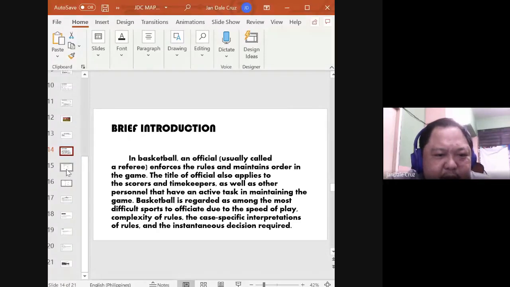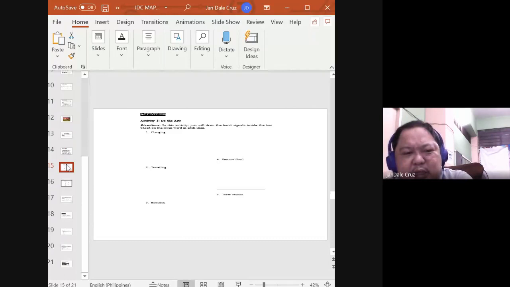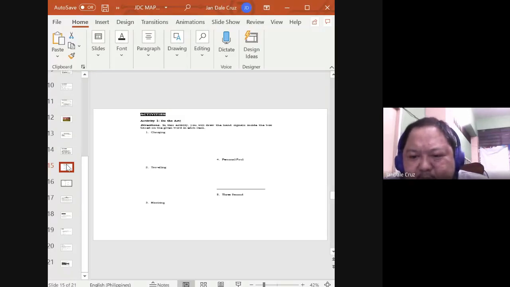Next. Nandun sa module ninyo lahat ng dapat ninyong malaman about sa officiating, lalo na sa hand signals. Okay? So now, in our activity 1, ang nandyan yung pangalan ng violation. And then, ang sinasabi, ano daw ang gagawin? Ulit, please read the direction. Activity 1. Who wants to read?